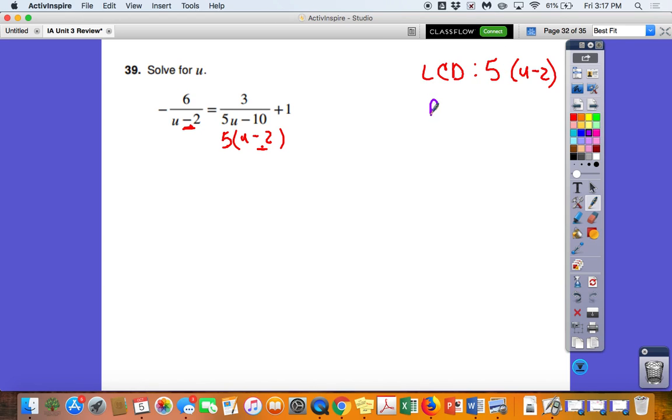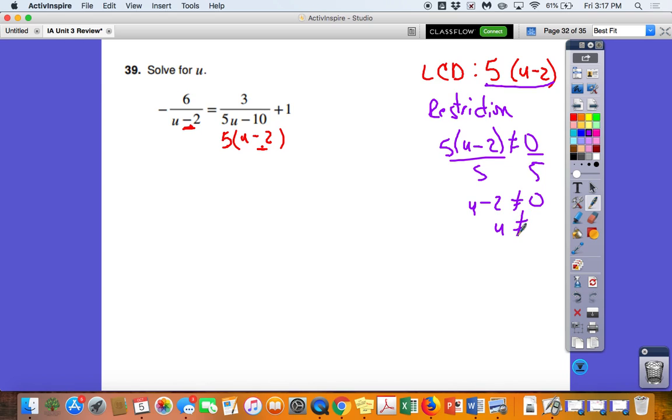If you're thinking restrictions, if you set that right there equal to 0, the only part you're really interested in is the part with the variable, because that 5 is going to divide out and he's just gone. So u minus 2 can't be 0, so u can't be 2.